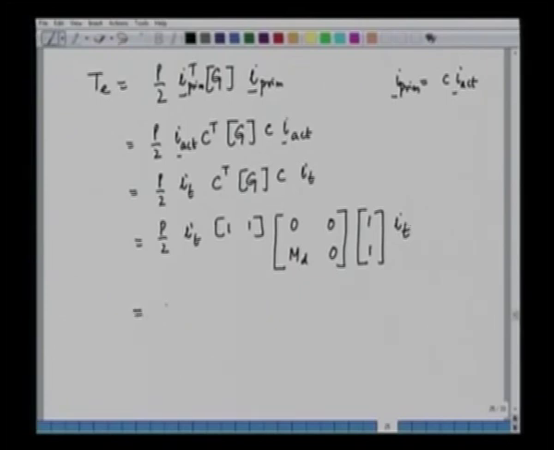So, further simplification will lead to IT square, IT is here and IT is also here. So, then I have MD and 0 and post multiplied by 1 and 1, and then what I finally obtain is P by 2 IT square MD. So, this is basically the expression for the torque of a DC series motor. So, this we have obtained from the Kron primitive machine model using the principle of linear transformation in electric machines.